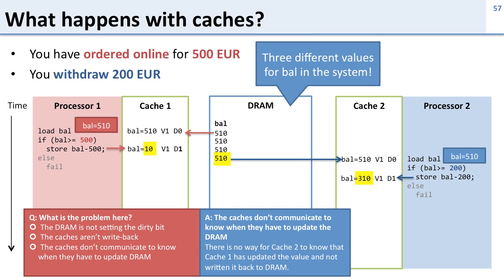Well, the problem is that the caches didn't communicate with each other to know when they have to update the DRAM. There was no way for cache 2 to know over here that when it went to get the data from here that there was a newer value in cache 1. What we need is some way for cache 2, when it tries to access this data, to tell cache 1, you better go ahead and update the data in the DRAM so I get the right value.